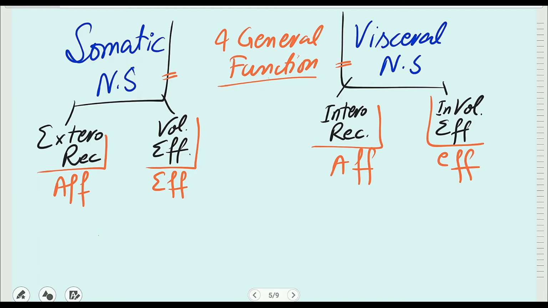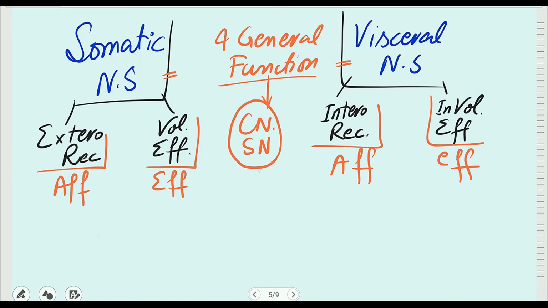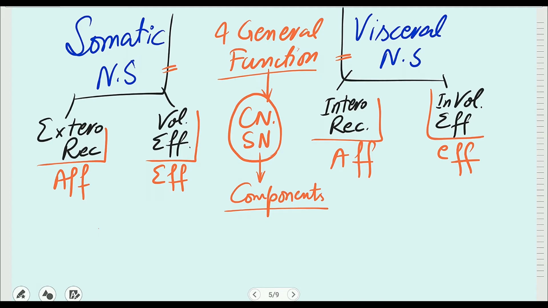And you know that these functions are performed by the nerves of the peripheral nervous system, the cranial nerves and the spinal nerves. These four general functions are termed the components of the nerves. All these components are general components. First of all, we write down that these are general. Then we write down whether these are somatic or visceral. These two are somatic and these two are visceral.